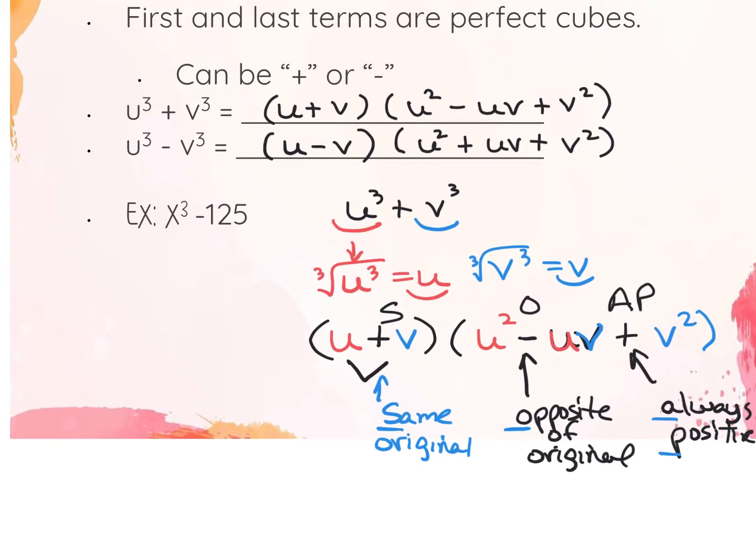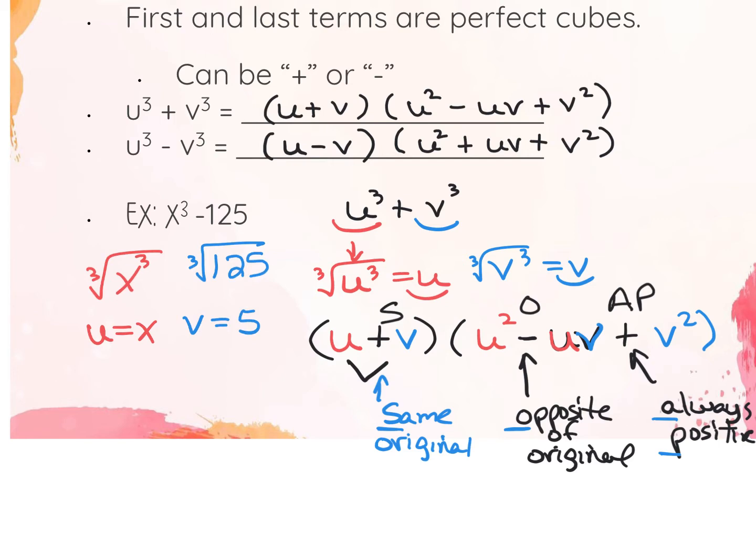So I'm going to cube root the first term. The x to the third, I need to cube root it, and out of that comes an x. So that's my u, if you want to think of it in terms of your pattern. Then I'm going to take the 125. Don't look at the sign, just take the number that's there. You're going to cube root it, and this will become my v, and it's 5.